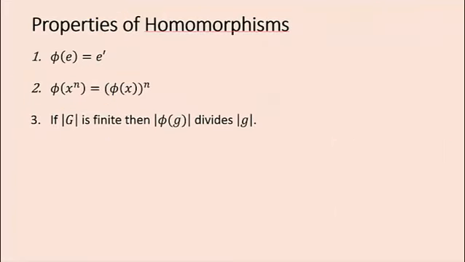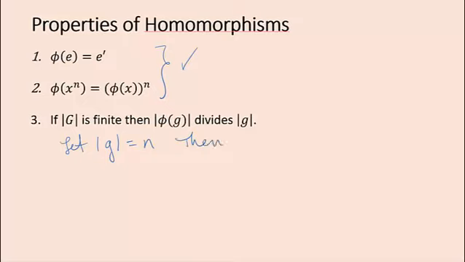We have 6 properties of homomorphisms, and they are very similar to the 6 properties we had of isomorphisms. In fact, the proofs of the first 2 properties are exactly the same as the first 2 properties of isomorphisms. Number 3: if the order of G is finite, then the order of phi of G, the image of any one of its elements, divides the order of G. Okay, well, let's prove that. If G is finite, we can say let the order of G be n. Certainly all of its elements have finite order.